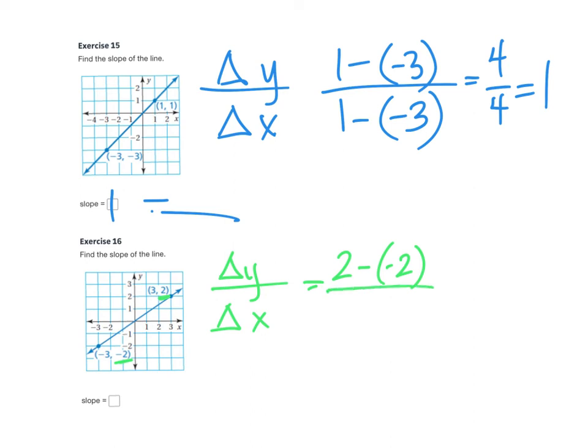And then for my x's, I'll use a little different color. I have 3 and -3. So I'm going to say 3 minus -3. Okay.